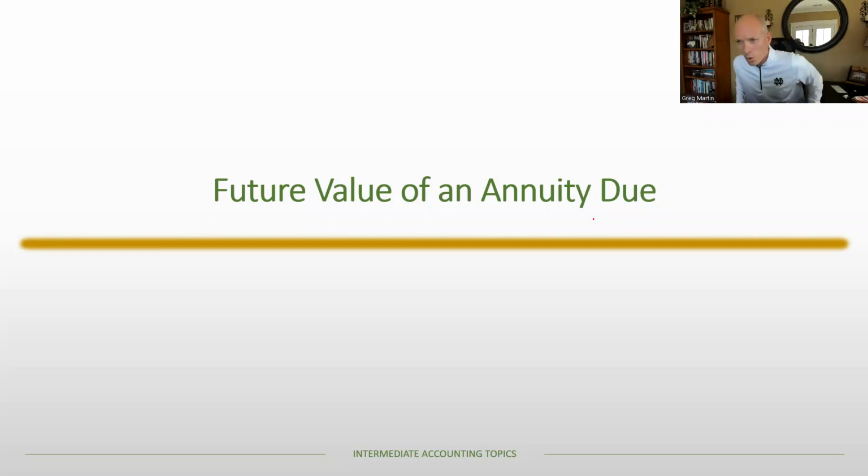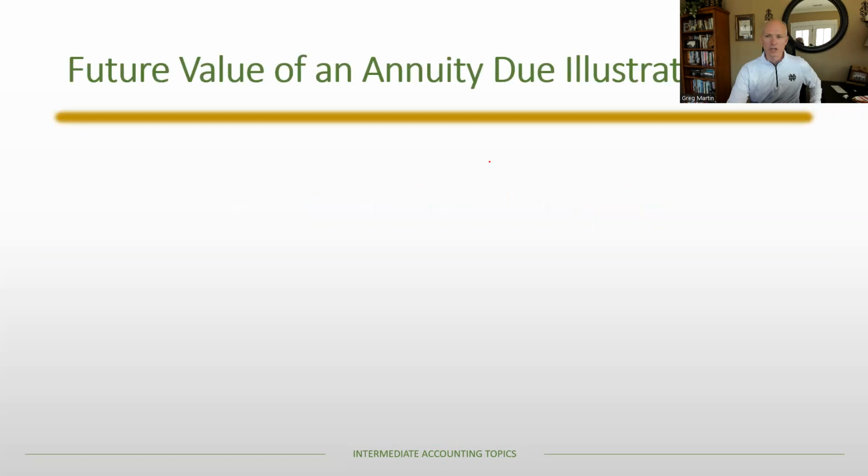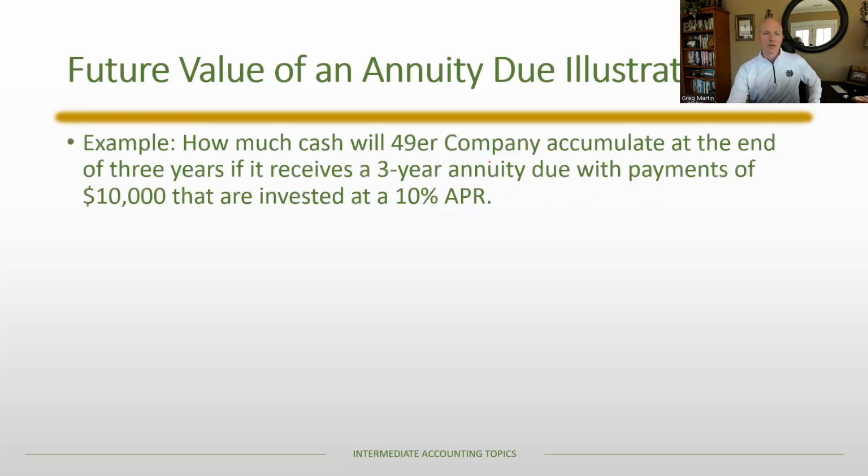Now we're going to be, instead of an ordinary annuity, walking through an annuity due. The front end stuff won't be quite as dense as what we just did with an ordinary annuity, so the rest of these will start to move a little bit faster than that one did. So let's illustrate this just to get an idea.